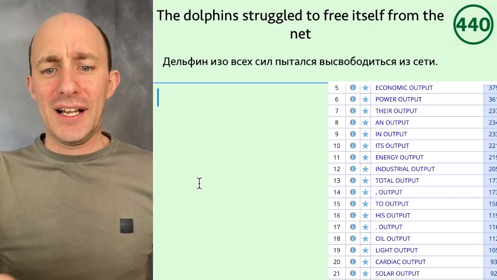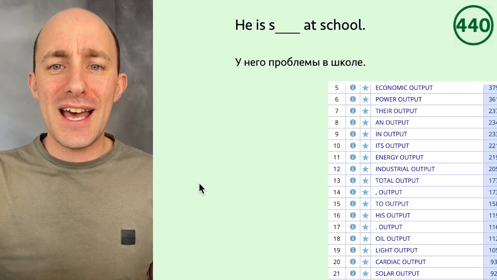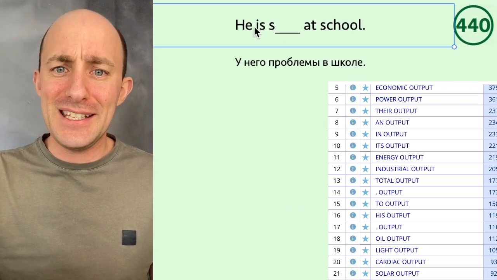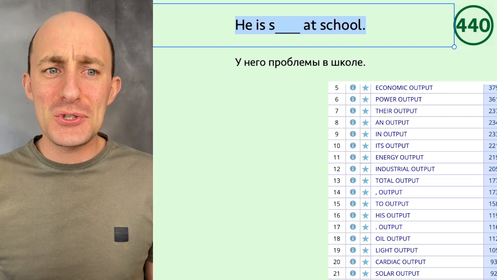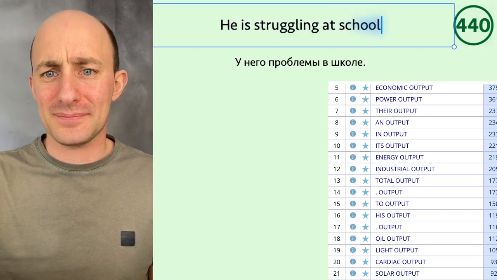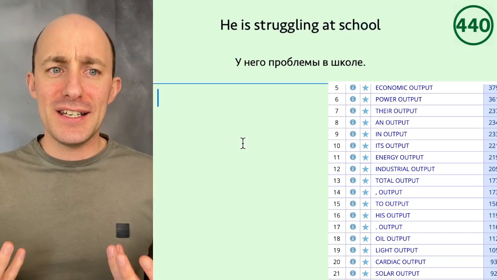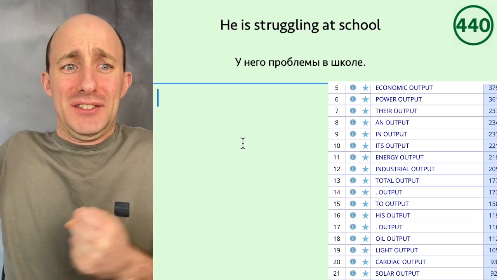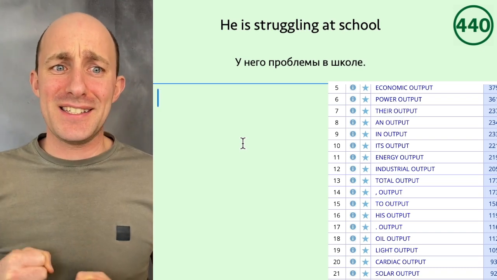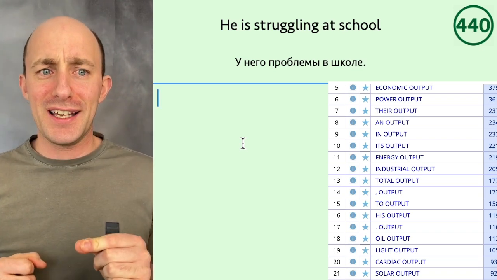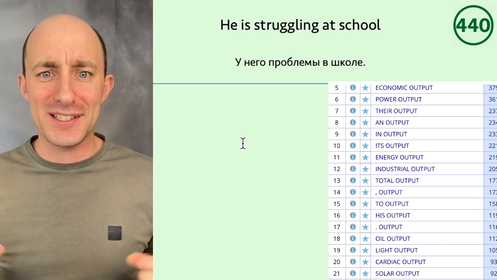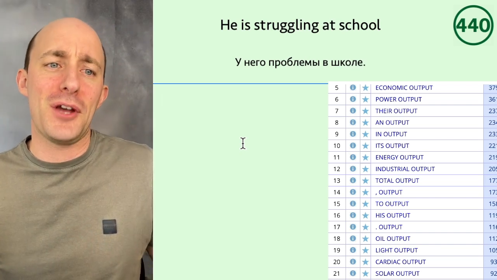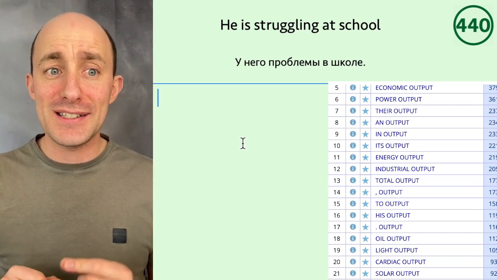Struggling. And if we say he's struggling at school, it gives the idea он старается, но не получается. That's struggling. Когда стараешься, но не получается. У него проблемы? Yeah, okay. It's not the best translation. He's struggling.